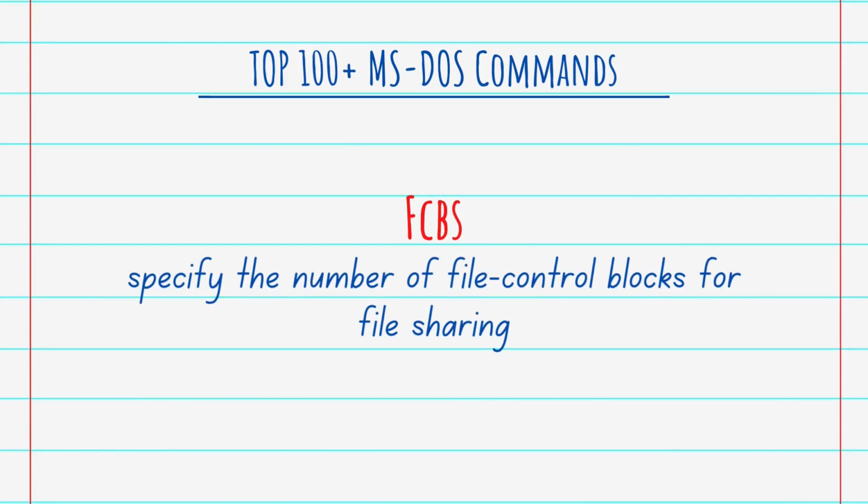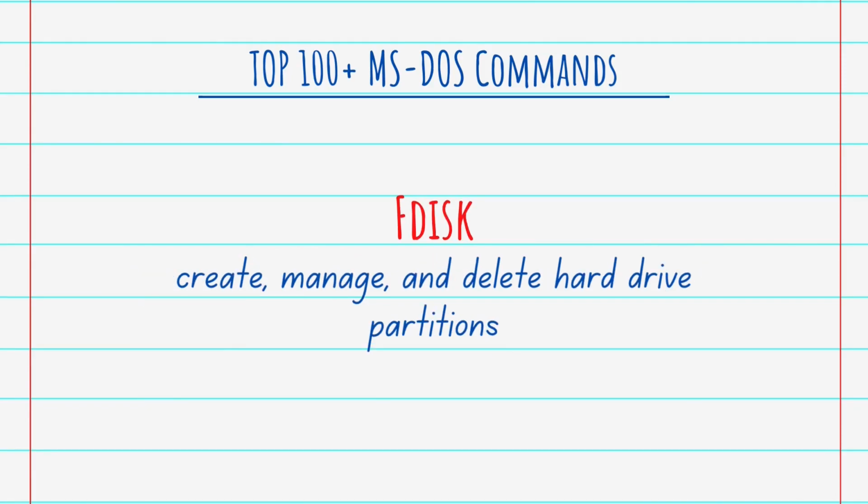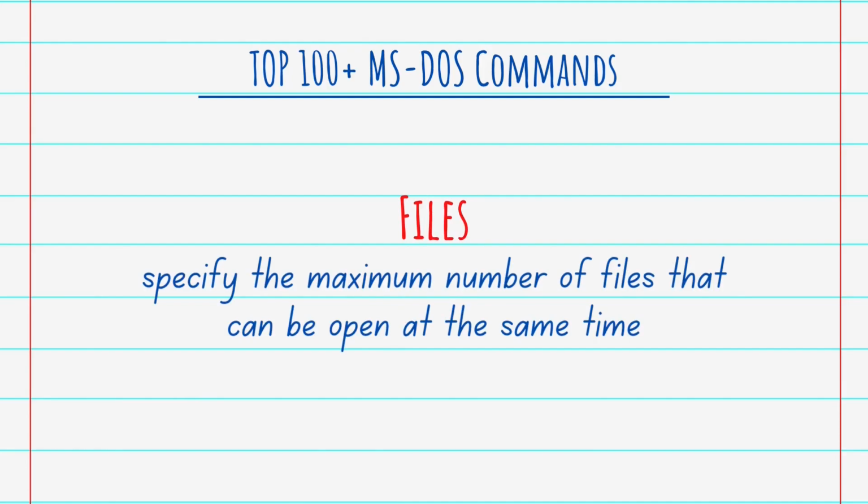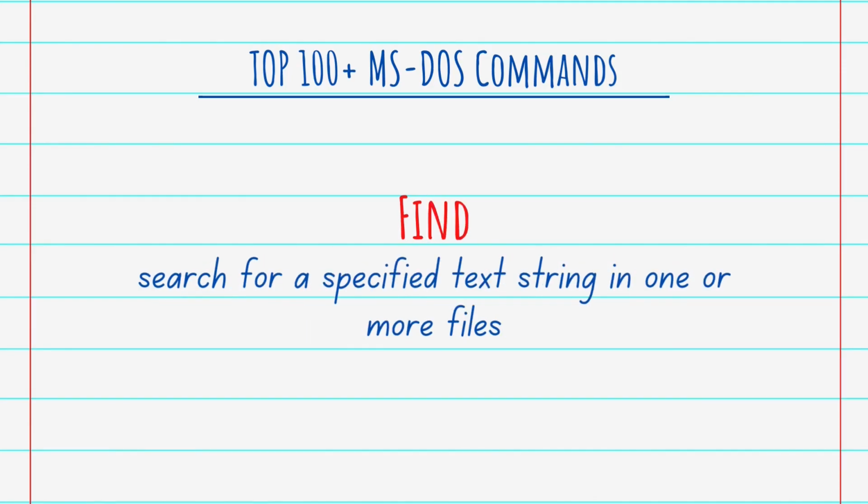Got it? Then next is fcbs. The fcbs command is used in the config.sys file to specify the number of file control blocks for file sharing. Next is fdisk. The fdisk command is used to create, manage and delete hard drive partitions. The files command is used in the config.sys file to specify the maximum number of files that can be opened at the same time.